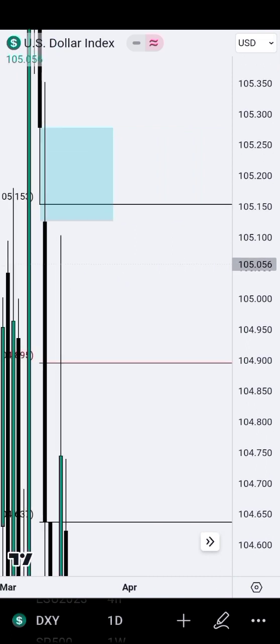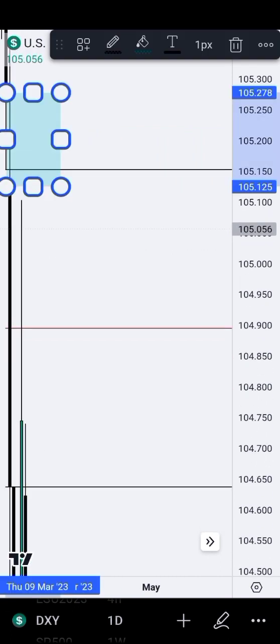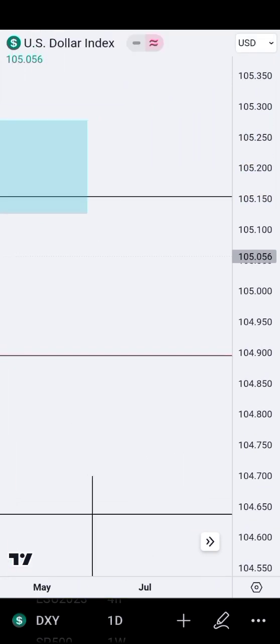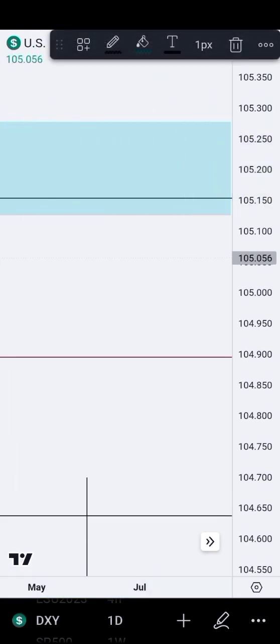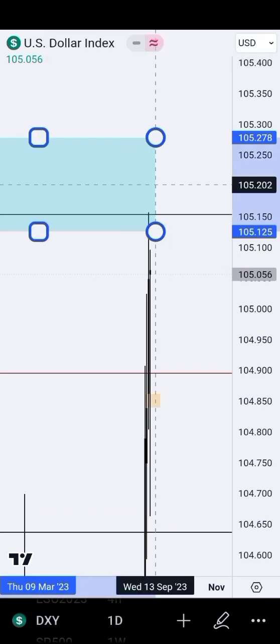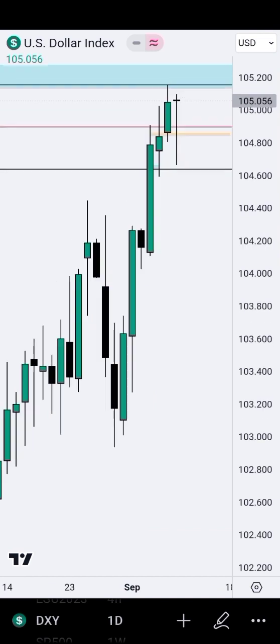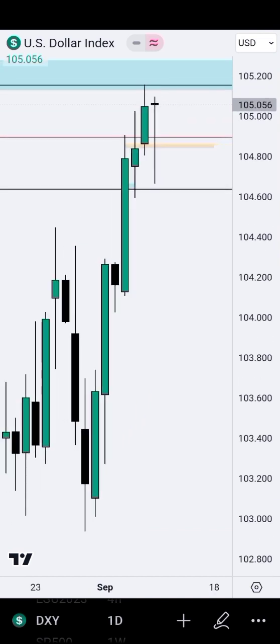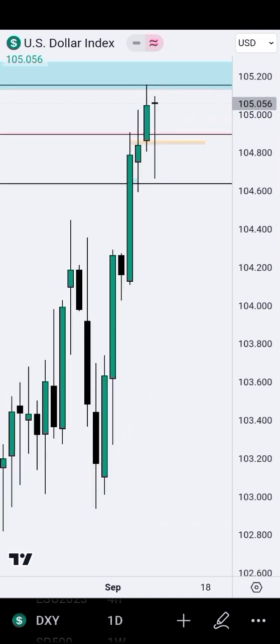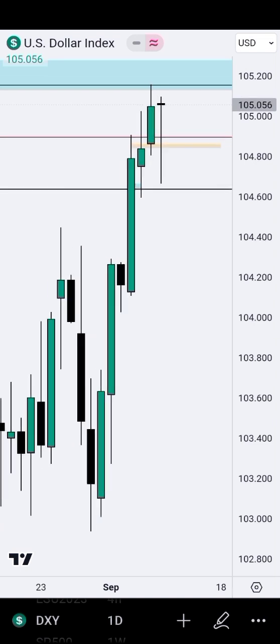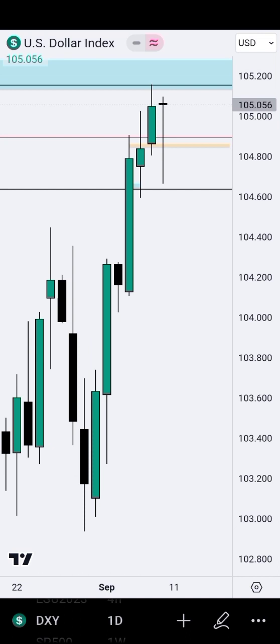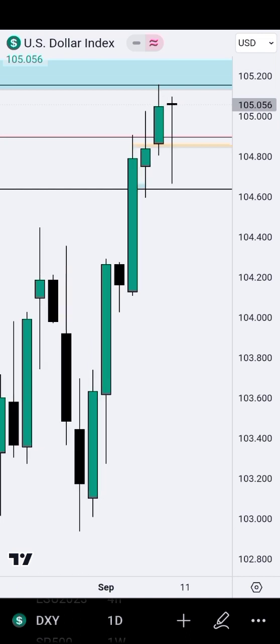Usually when we have a gap like this, it is called an inefficient price delivery. So price will likely come to fill it up completely. So we only traded to the lower portion. So it is possible for price, as Euro USD is going down, we'll be expecting the dollar to continue coming higher and to fill this gap completely, this liquidity void. We want to see a complete closure of that.